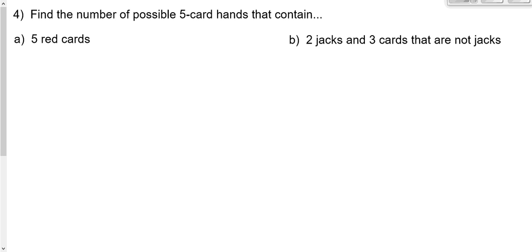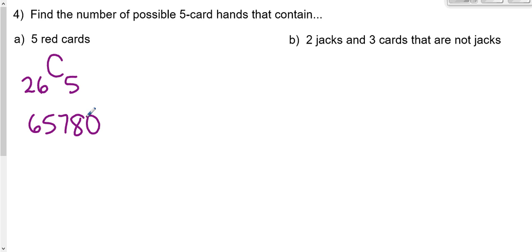Okay, find the number of possible 5-card hands that contain 5 red cards. So what we're saying is all 5 of your cards are red. To figure this out, you say to yourself, how many cards are red? 26. And how many do I have? 5. So this is going to be 26 choose 5. And then you can compute that number. Should have done that ahead of time. 26 choose 5 is 65,780.